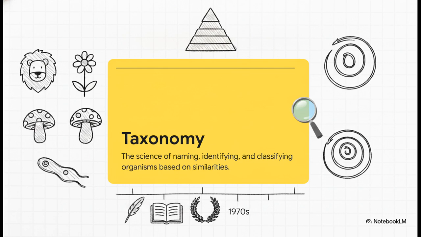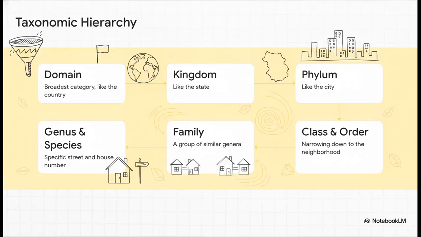Now, this massive organizational effort really kicked into gear back in the 1700s, thanks to a Swedish botanist named Carolus Linnaeus. He is widely celebrated today as the father of modern taxonomy. Let's move to the next point and see how this builds. Linnaeus proposed a ranking system that scientists actually still use to categorize life today.